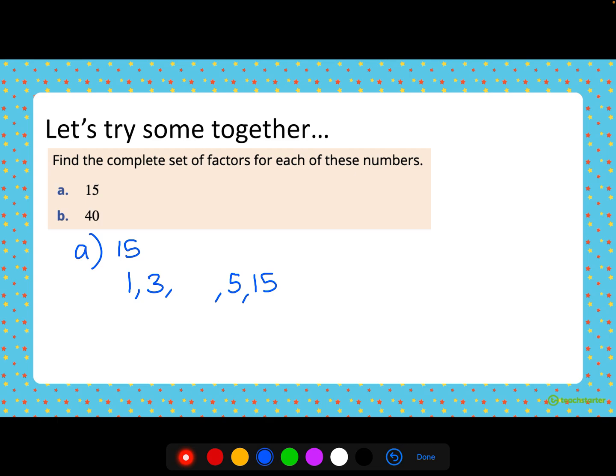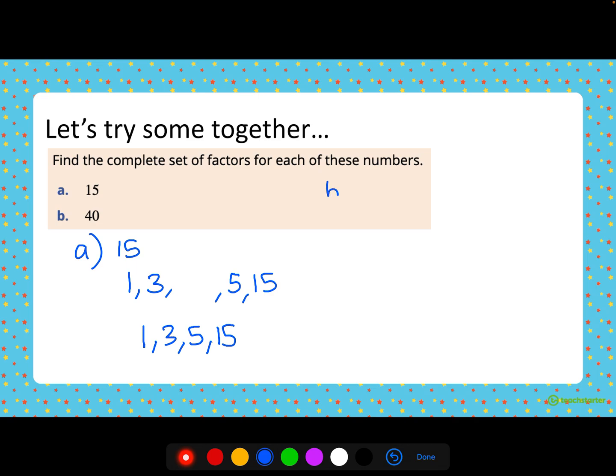What about 4? 4 does not go into 15, and then now I've reached 5 again. And once I've reached that number on the other side, I can stop because I know that there's no more numbers. So my numbers of 15 is 1, 3, 5, and 15. So 15 has 4 factors.